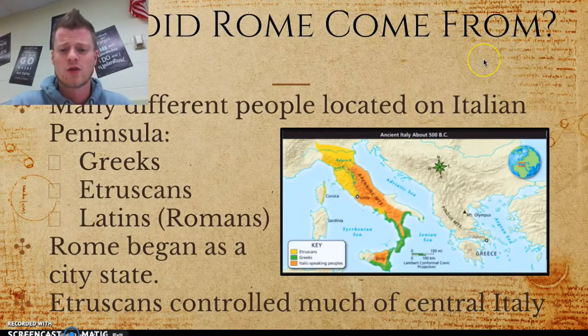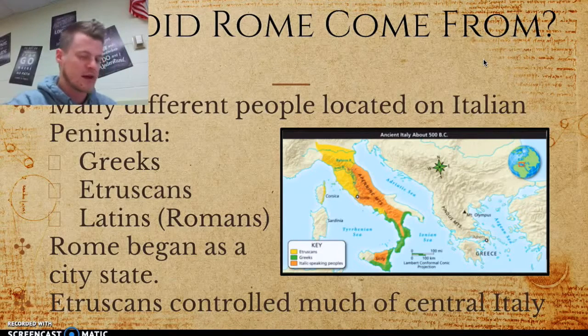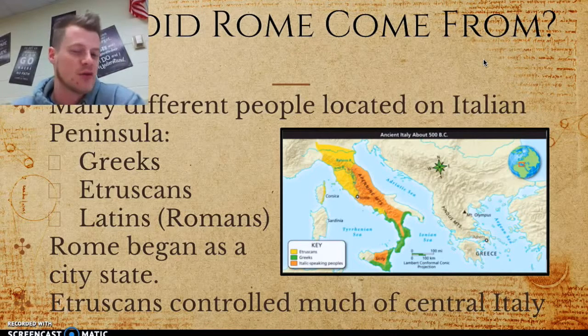So where did Rome actually come from? There were quite a few different groups on the Italian peninsula before Rome existed or came to be known as Rome as we know it today. You had Greeks, from the Greeks that we looked at before, a group called the Etruscans, which we'll talk about in a minute, and then also the Latins, who eventually become what we now know as Romans, okay?